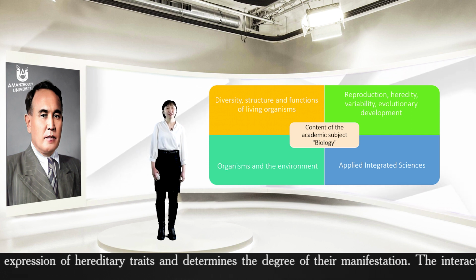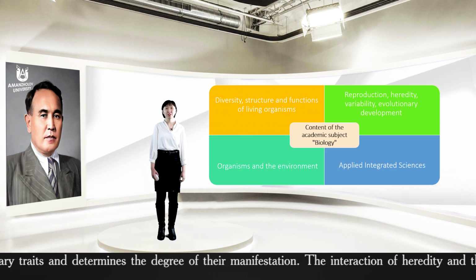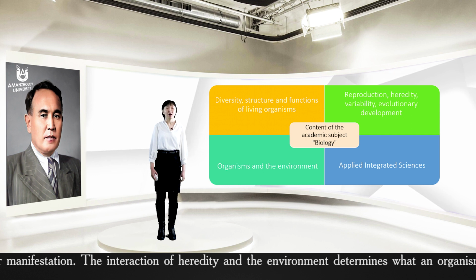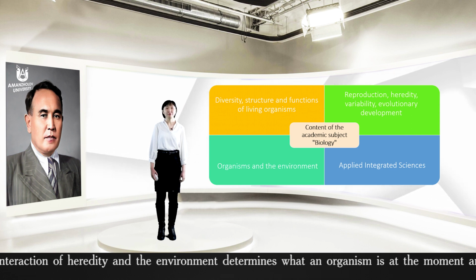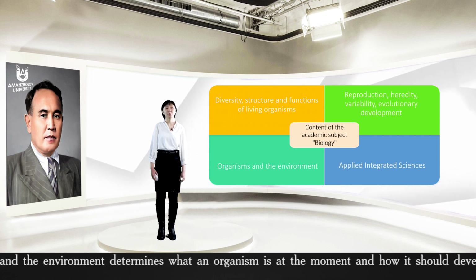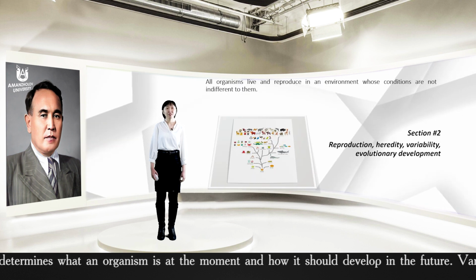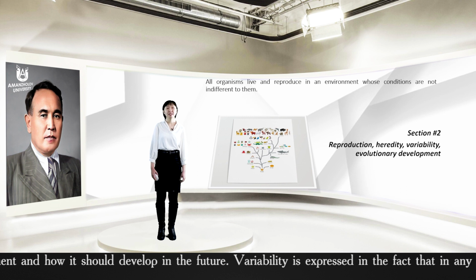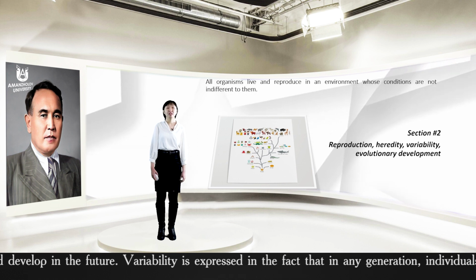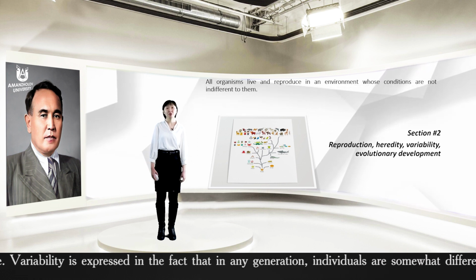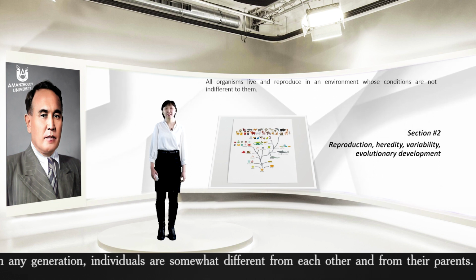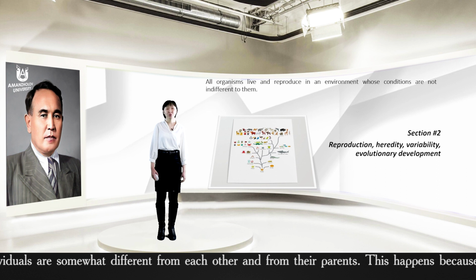All organisms live and reproduce in an environment whose conditions are not always favorable to them. As long as the organism lives, its heredity interacts with the environment. The external environment influences the expression of hereditary traits and determines the degree of their manifestation. The interaction of heredity and the environment determines how an organism should develop in the future.